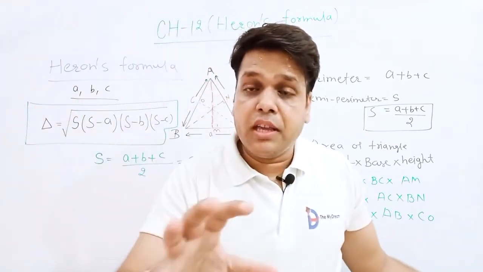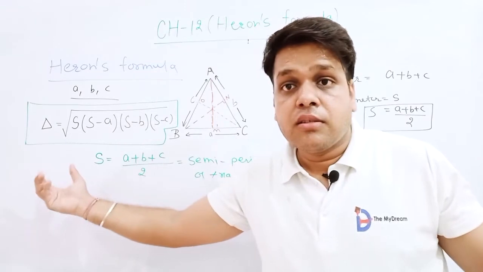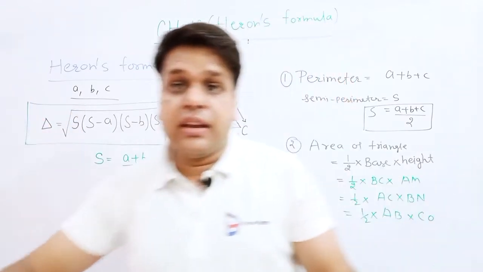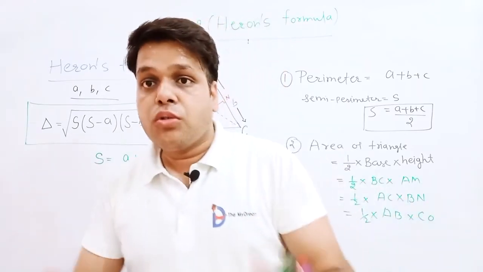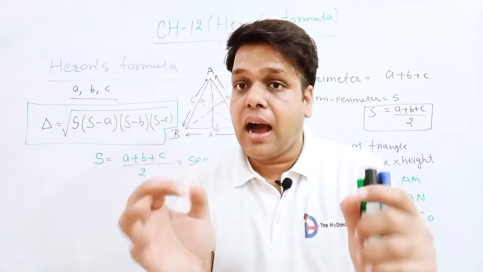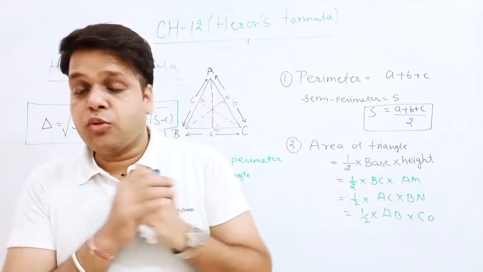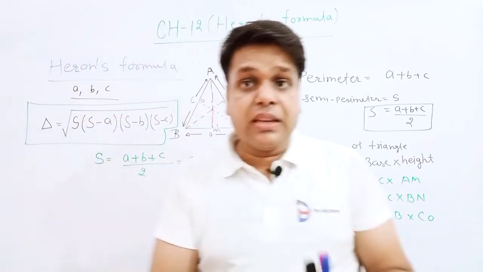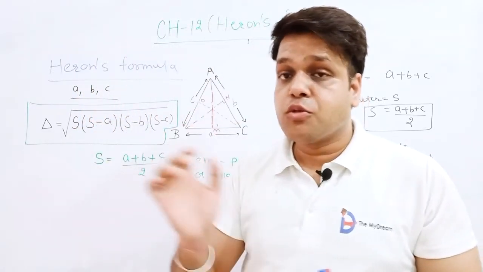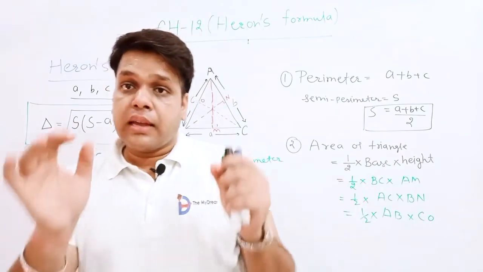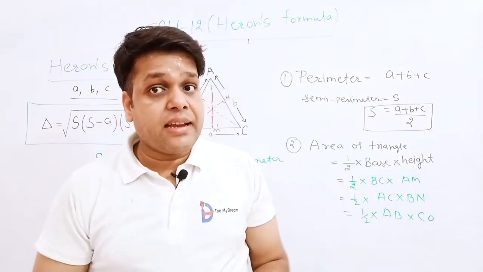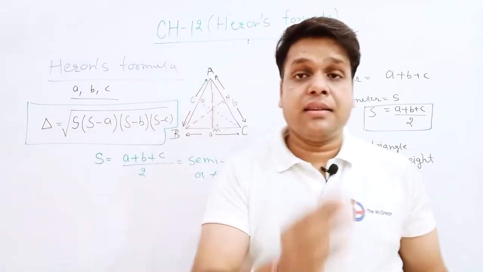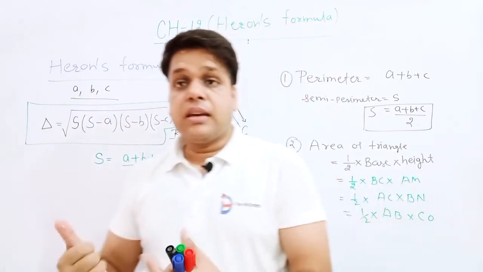The base is already given in the question. The area is calculated by you. Then you use half base into height. Base you know, area you know, so you can easily calculate the height, which is the altitude. So this is the application of Heron's formula. You can calculate all the altitudes of any triangle if the sides are given.